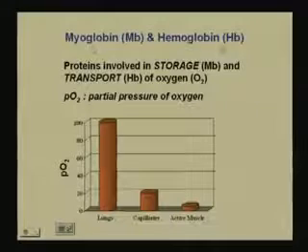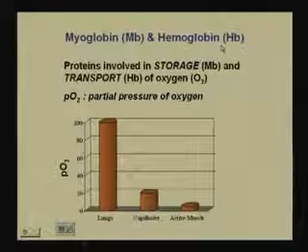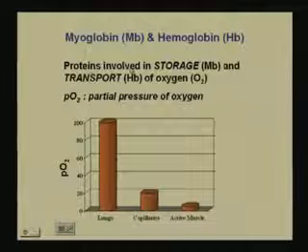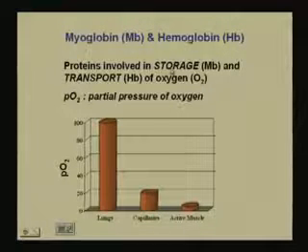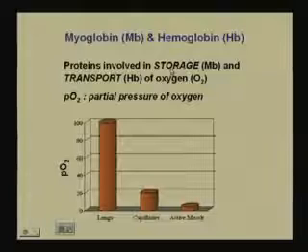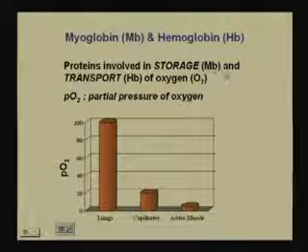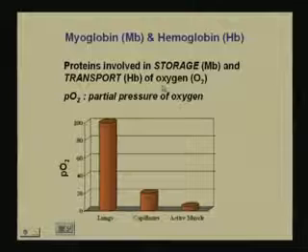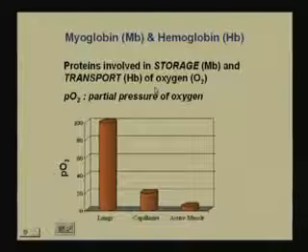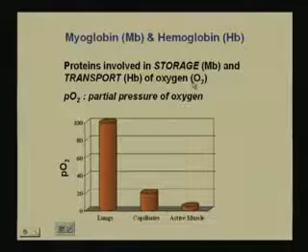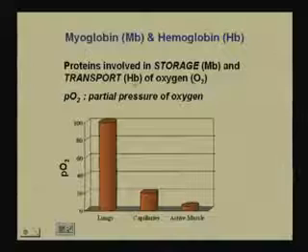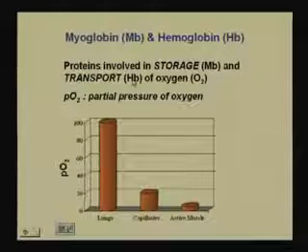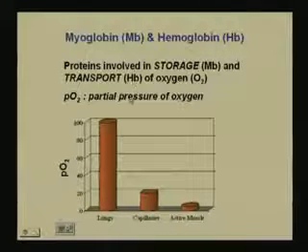we have the two proteins, myoglobin and hemoglobin. Now, these proteins are involved in storage, that's primarily myoglobin, and transport, primarily hemoglobin, of oxygen. Now, we all know that we breathe in oxygen and we exhale carbon dioxide and so on and so forth. But what we need to know is how this actually occurs.